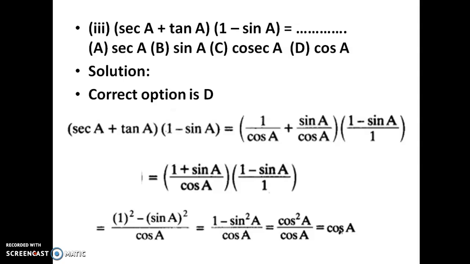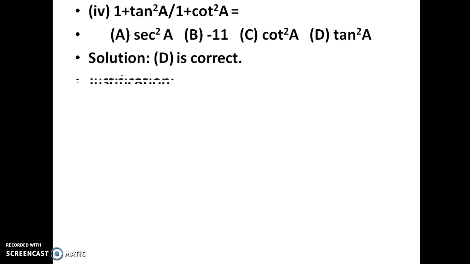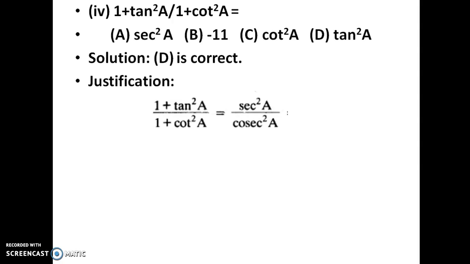Sorry, option D. Okay. Now next problem. Fourth one. 1 plus tan square A divided by 1 plus cot square A equal to. So let's see in the problem. So we can write 1 plus tan square A by the trigonometric identity. It is secant square A. Then 1 plus cot square A is cosecant square A. By the trigonometric identity itself we can write here.